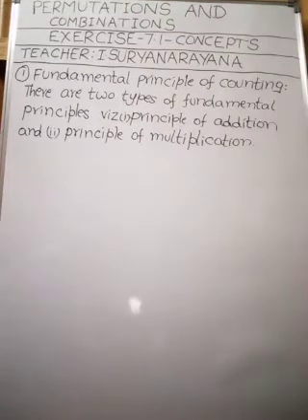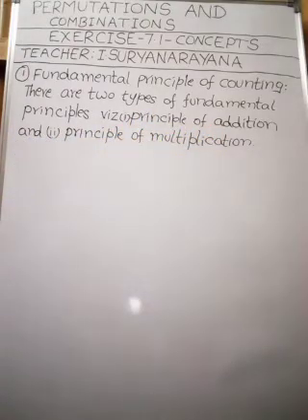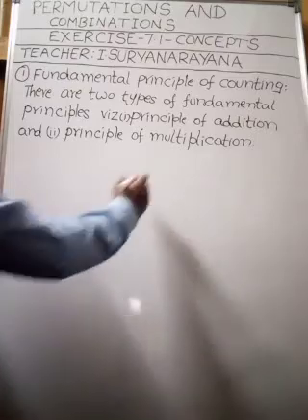Right. In the previous example, we used the concept of the principle of addition. We counted in how many ways that work can be done. In how many ways can that person come out of the room? Five ways. We have counted. Okay, my children. Now let us take another example.